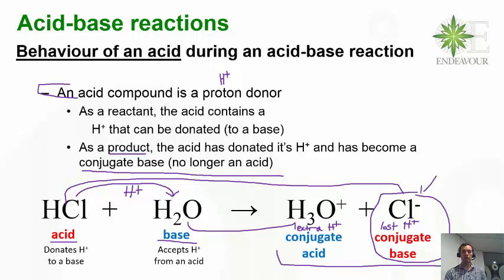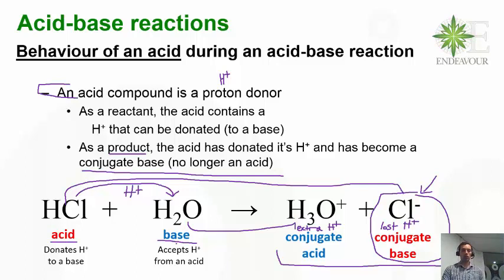Why can't Cl minus give away any more H plus? Because it doesn't have any. Remember, a component can only act like an acid if it has an H plus to give away. So that's why we call this one the conjugate base. So you can see that the acid will turn into the conjugate base through the process of the acid-base reaction.